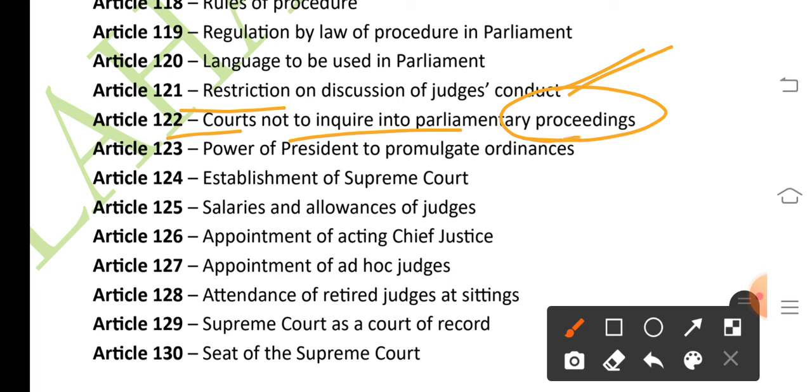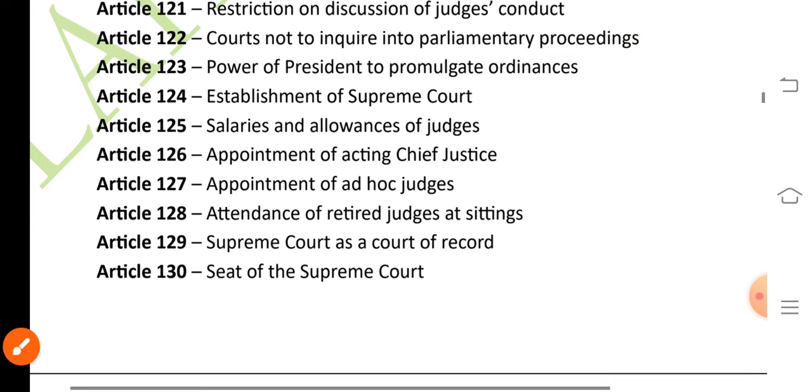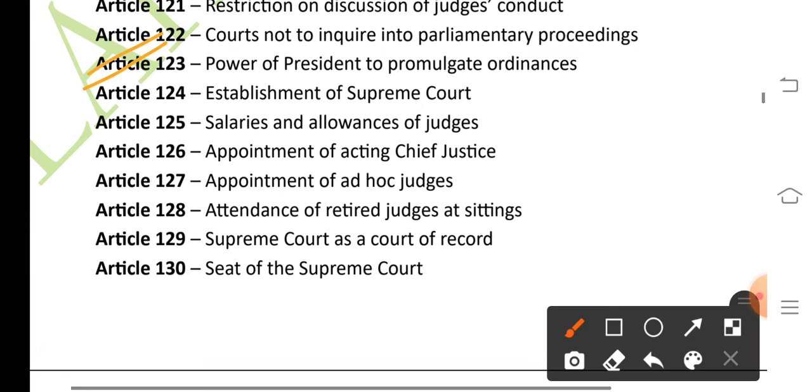This was previously asked in one of the SSC exams. Article 122, please remember this. It says that courts cannot inquire into parliamentary proceedings. Okay, next Article 123, very important one. The power of President to promulgate ordinances. So 123 is very important, please remember.